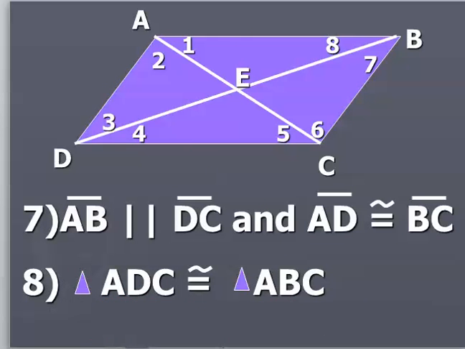Number 7, AB is parallel to DC. So I'm going to put the arrows on there. Those sides are parallel. And AD is congruent to BC. Okay, so I want to be careful because it's not the same side. If it was the same side, then I would know it's a parallelogram. So for this one, I have that these 2 are parallel. AD and BC are congruent.